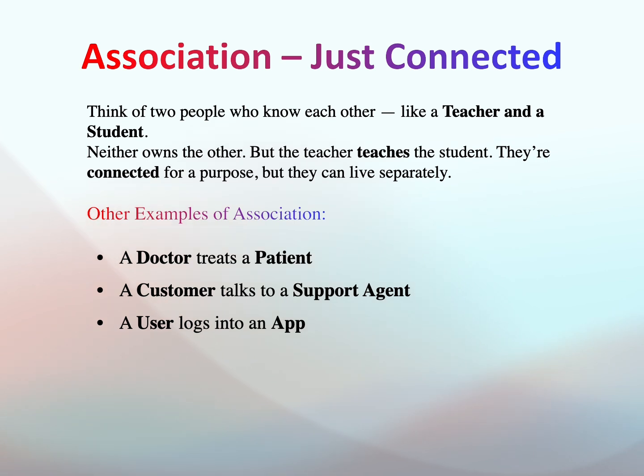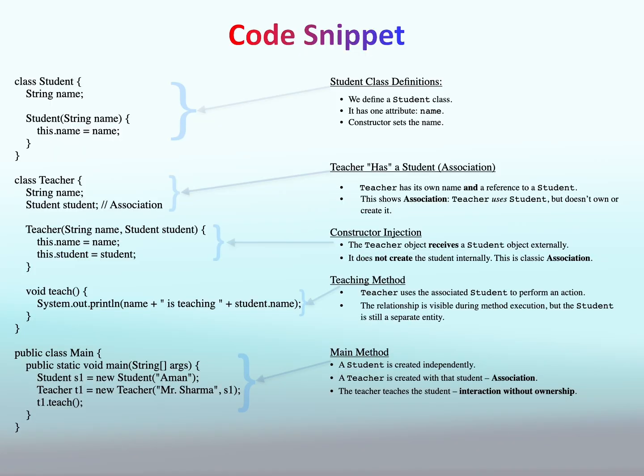Other examples of association. A doctor treats a patient. A customer talks to a support agent. A user logs into an app. Let's see this code snippet. Student class definition. We define a student class. It has one attribute, name, and a constructor which sets the name.